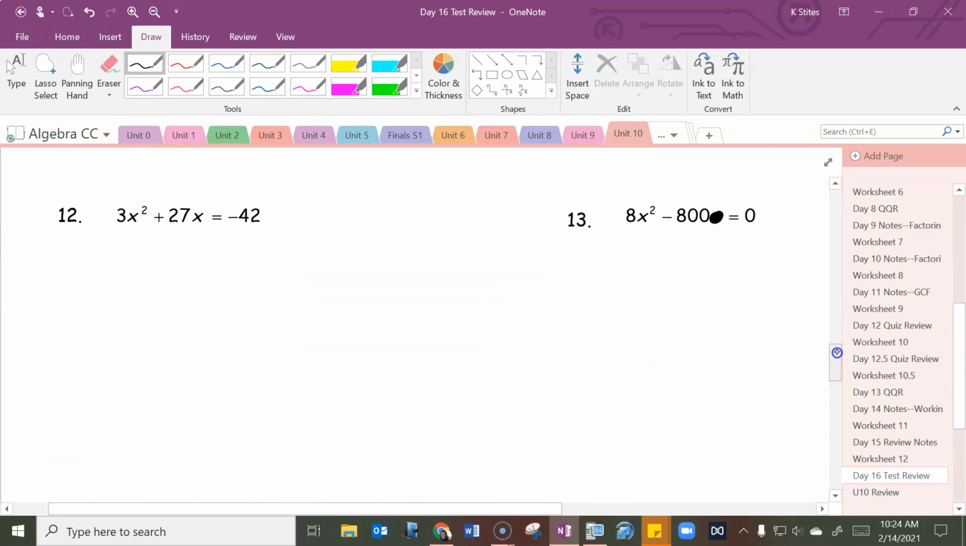All right, 2 more. Number 12, again, you don't have an equals 0, so we are going to have to add that 42 over first. Because it's just our regular number, it will go at the end.